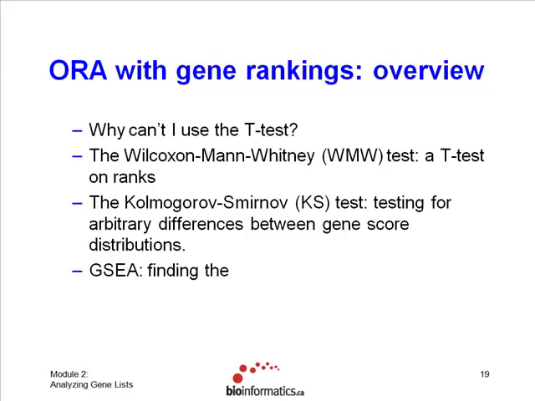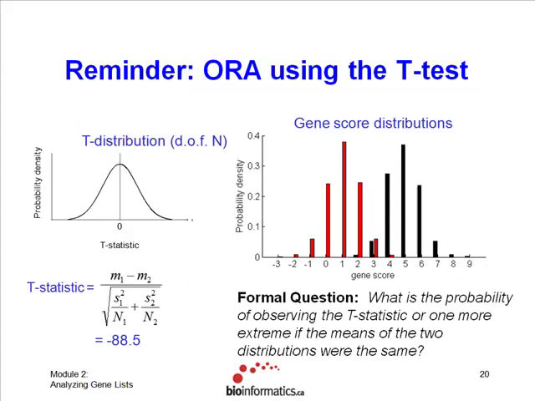But there's another test that will give you the answer to that question. It's the KS test. The KS test asks, in general, are there differences between the gene score distributions? And then GSEA, they call themselves like a Kolmogorov-Smirnov test, but actually what they're doing is something similar to the Wilcoxon-Mann-Whitney. We'll see that in a second. But anyways, those are the three tests that you'll see.